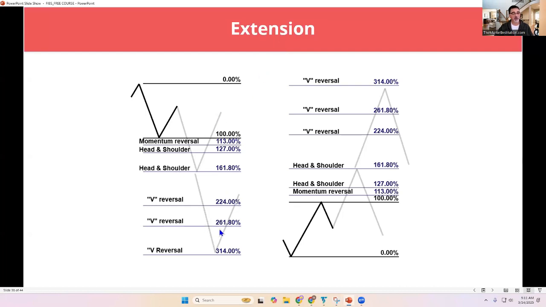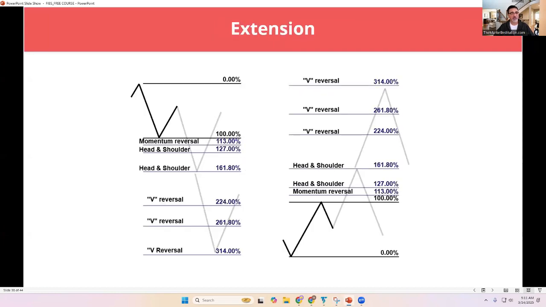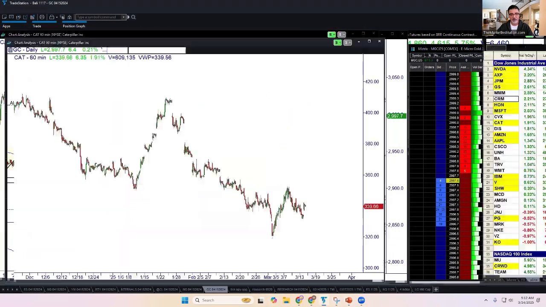Versus a V-shaped reversal, often price has a very steep drop or rally as price goes into the 224, 2618, or 314 extension. It is rare to get a 314 extension. More common, the 224, 2618, okay? But each one of these, using Fibonacci price retracements and extensions, has created a picture whereby you can visualize the right side of the chart. Let's go out and look at a couple of charts.